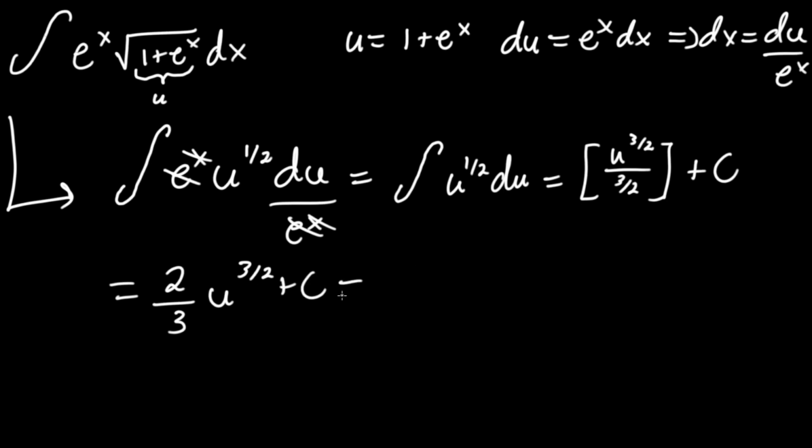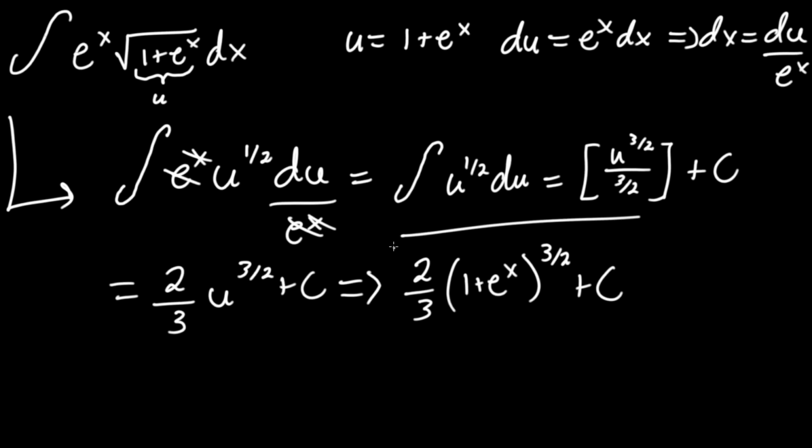Now we're almost done. Make sure not to use this as your answer. You've got to resubstitute what we had u as so we can put it back in terms of x. This would equal 2/3 times parentheses 1 plus e to the x, since that is what u equals, to the 3/2, don't forget that exponent, plus C. That is our answer.